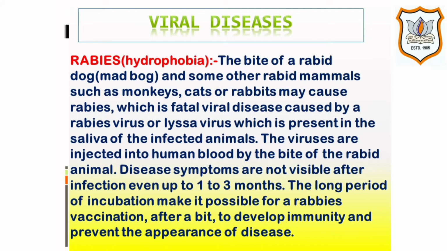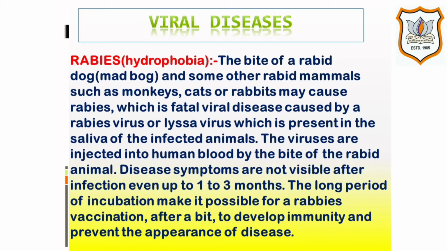Students, in our previous video, we have discussed diseases caused by viruses like influenza. You must have seen my video. Jaundice, that is hepatitis. Now in this video we will talk about rabies, or we can say hydrophobia. This is also a viral disease.